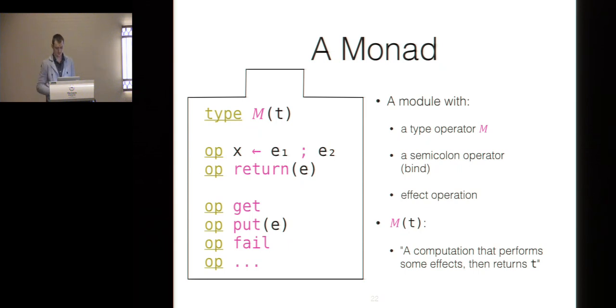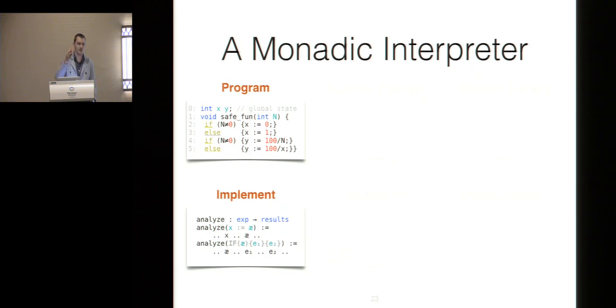But this is just an interface. And I would read the type m of t as a computation that performs some effects and then returns something of type t. So I'm going to show you monads by example. We're going to write a monadic interpreter for this programming language that this program was a part of.